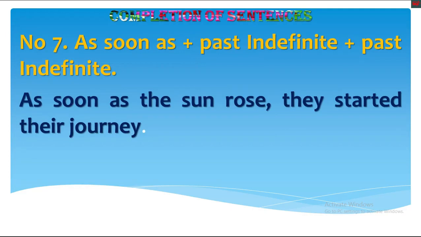Next, number 7. As soon as plus past indefinite plus past indefinite. A past indefinite has been followed by another past indefinite if there is the conjunction as soon as. As soon as the sun rose, they started their journey. A past indefinite has been followed by another past indefinite.